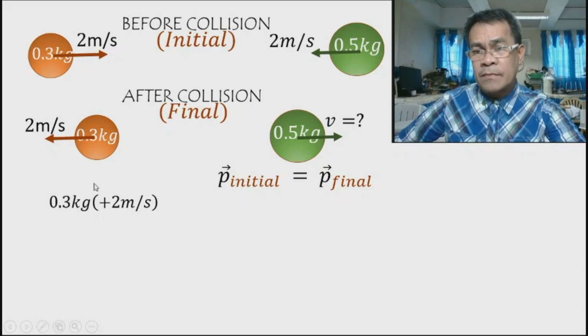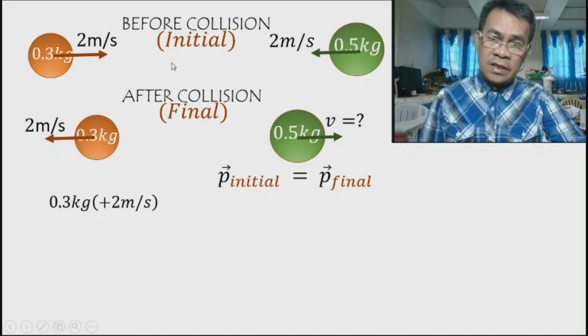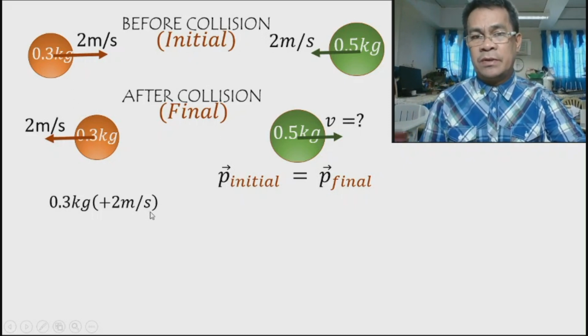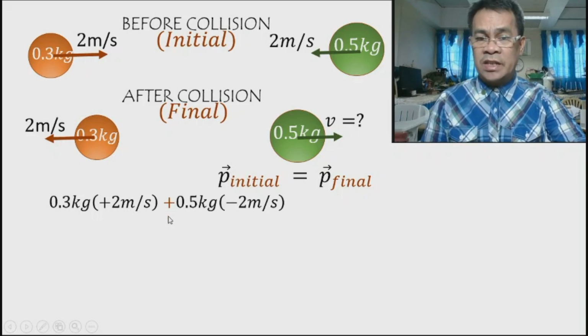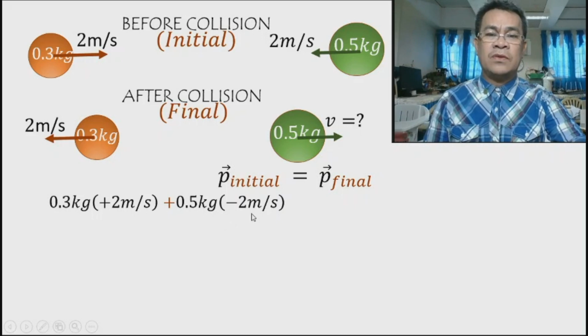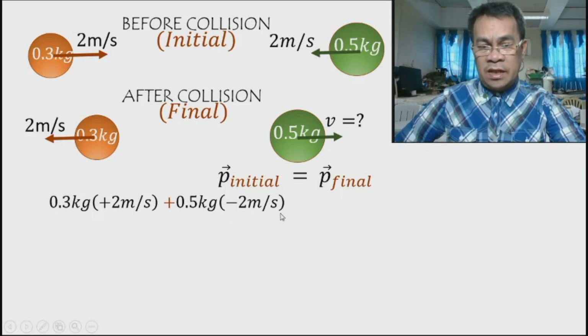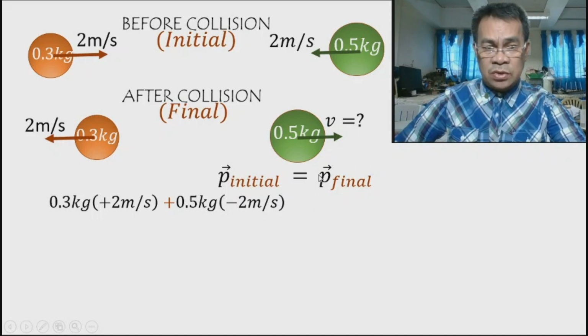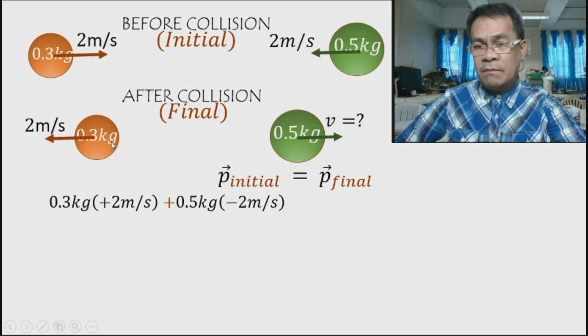The initial momentum of the 0.3 kilogram object is its mass, 0.3 kilogram, multiplied by its velocity. This is the initial momentum of this object. This should be added, plus, because we assume that to the right should be positive. So this should be positive 2 meters per second. Then added algebraically, by the mass, which is always positive, 0.5, but the velocity now is negative 2 meters per second. Then this should be equated to the total final momentum. And the total final momentum should be the product of this 0.3 kilogram with the final velocity, which is the same as 2 meters per second.